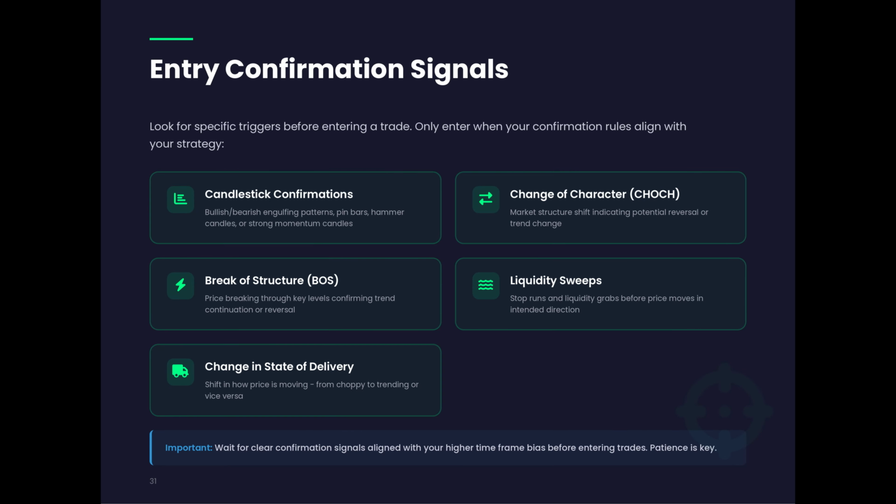Excellent! We've now arrived at Section 7, Entry Time Frame Analysis. This is where all your preparation culminates in actual trade execution. We're beginning with entry confirmation signals, and I must stress this is absolutely critical to your success.